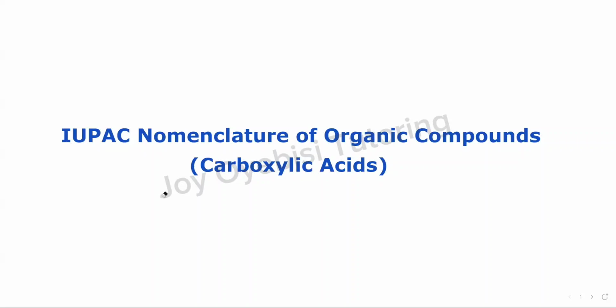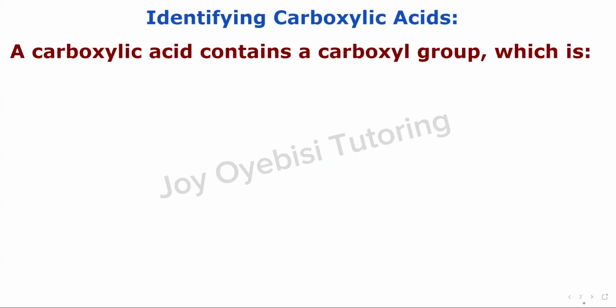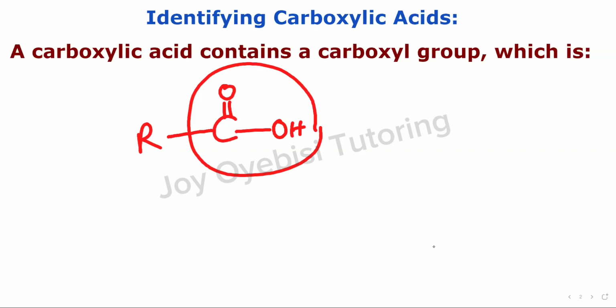In this video, I'm going to be showing you how to name carboxylic acids. A carboxylic acid will contain a carboxyl group, which is C double bond O OH. This is a carboxyl group, and that is one way you can identify a carboxylic acid.